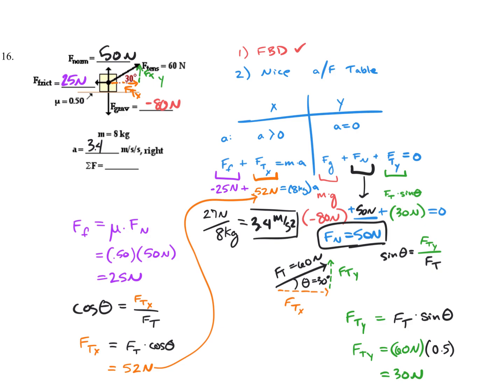And the net force is the number we solved. This part right here is the net force, which means that it is 27 newtons to the right. To the right. That's all of them. That's all of the blanks for this problem.